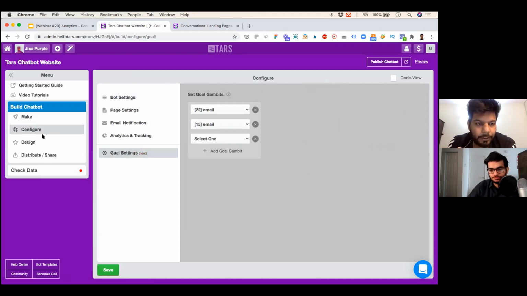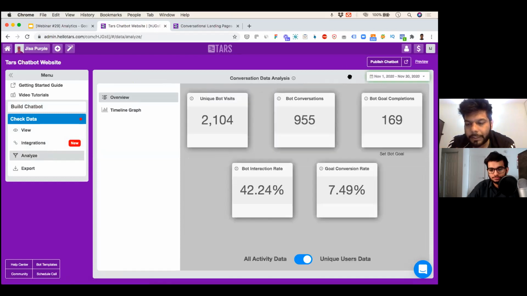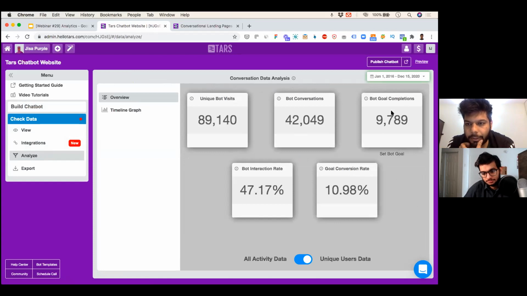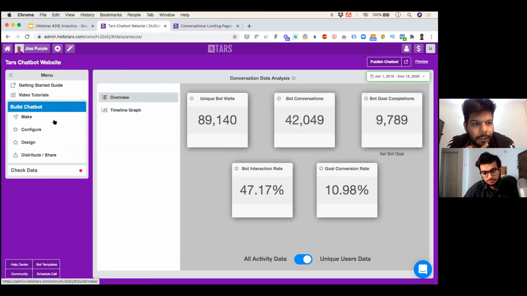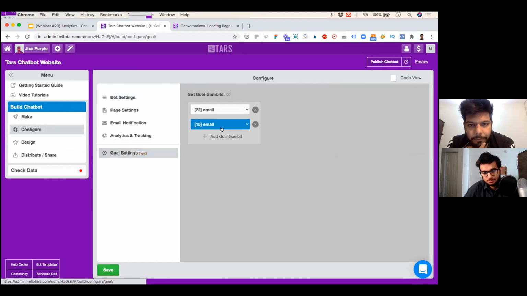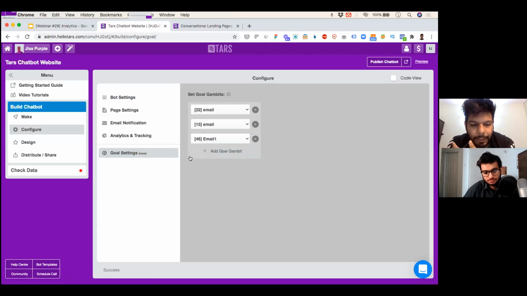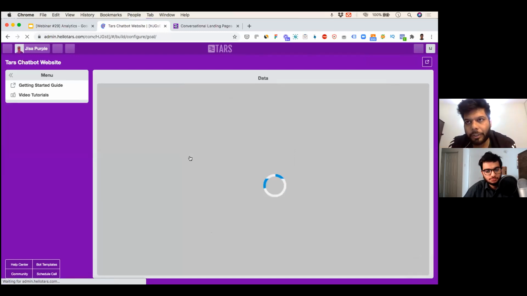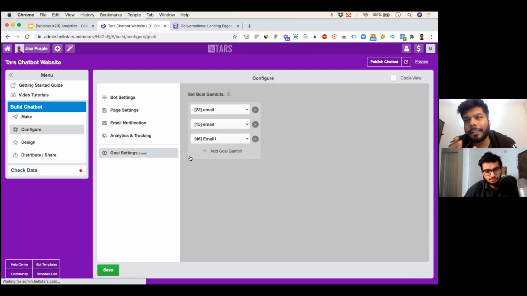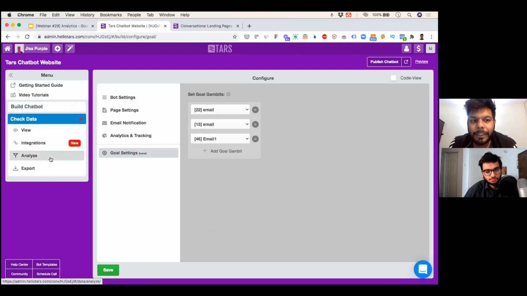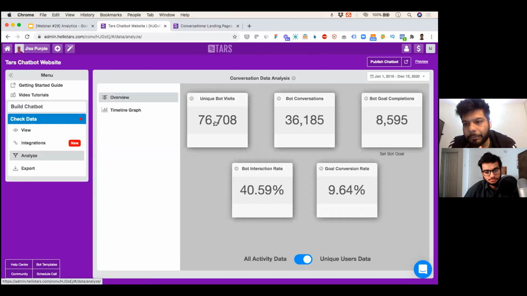If you go back and look at how the data looks right now, for instance, the overall data at this point of time is around 10.98%. I can add multiple gambits in here because my goals are being reached in multiple places. If I'm asking for a phone number at a certain place, and someone gives me a phone number as well, that's also a lead for me. I would basically add multiple gambits as goals, and that's how I'm going to look at it.